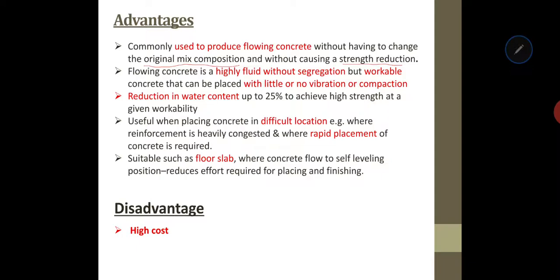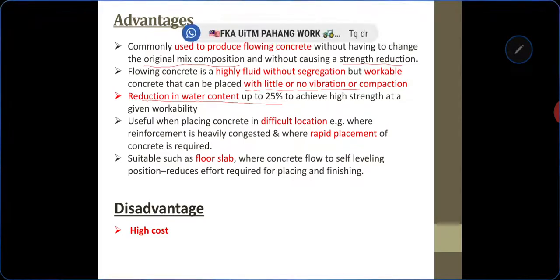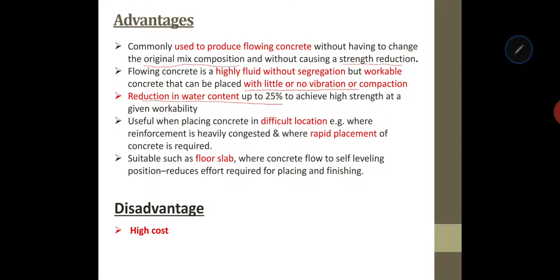Flowing concrete is highly fluid without segregation but workable concrete that can be placed with little or no vibration or compaction. With little or no compaction and vibration, your concrete will set accordingly. Okay, it can reduce water by up to 25% to achieve high strength at a given workability. Useful when placing concrete in difficult locations, for example, where reinforcement is heavily congested and where rapid placement of concrete is required. Suitable for floor slab, where concrete flows to a self-leveling position, reducing effort required for placing and finishing.